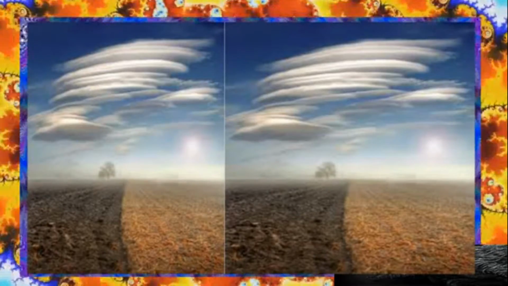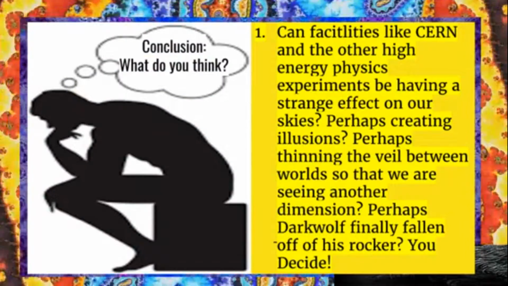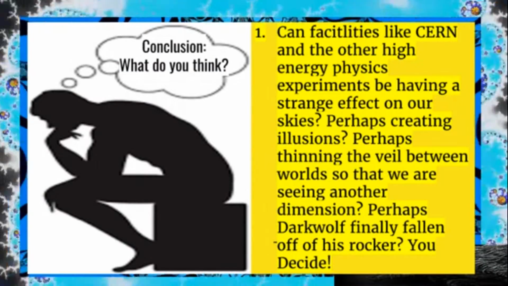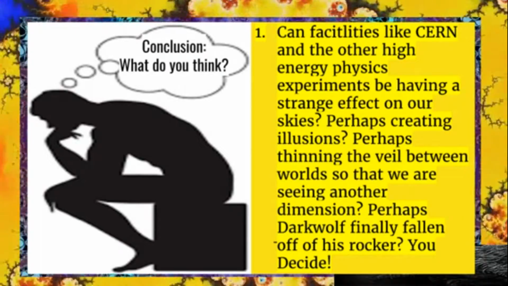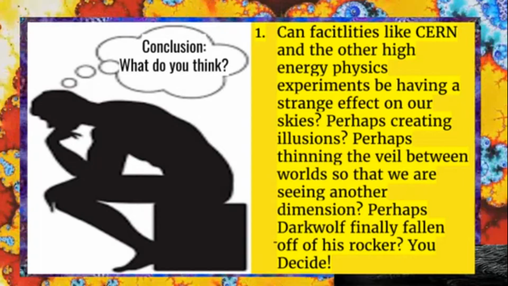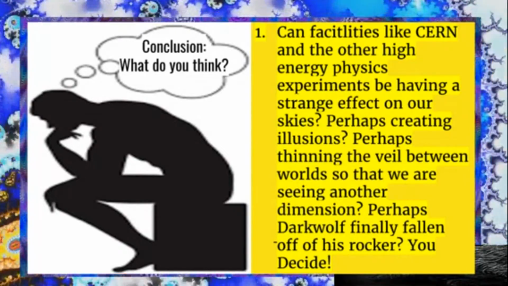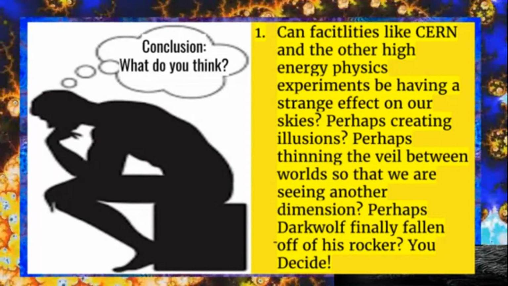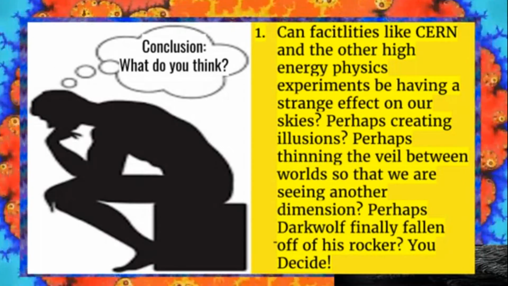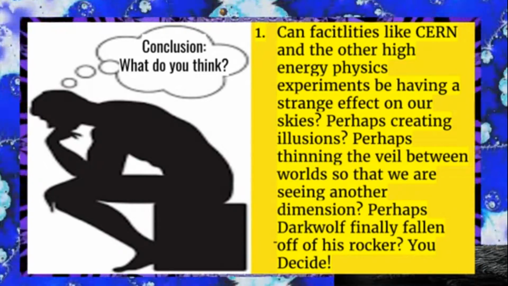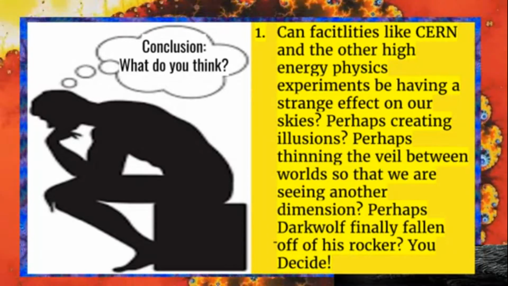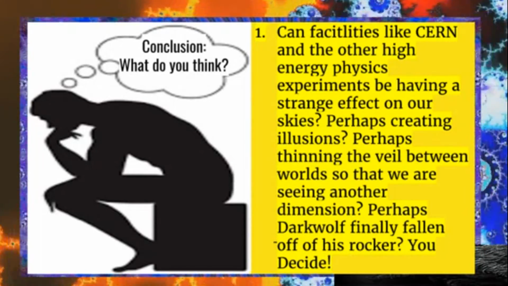we have the crazy UFO clouds, the crazy clouds in the sky, the cloud cities, and the crazy clouds over CERN. Can CERN... Darkwolf can't talk today, can he? Let's try it again, guys. Can facilities like CERN and other high-energy physics experiments be having a strange effect on our skies, perhaps creating illusions, or perhaps thinning the veil between worlds so that we are seeing another dimension? Or perhaps Darkwolf's finally fallen off his rocker? You guys decide. But wait, there's more.